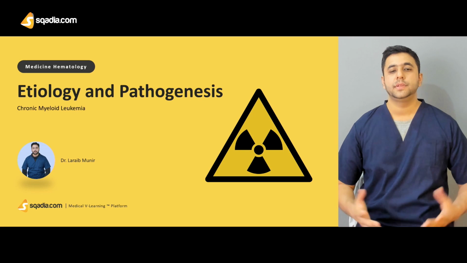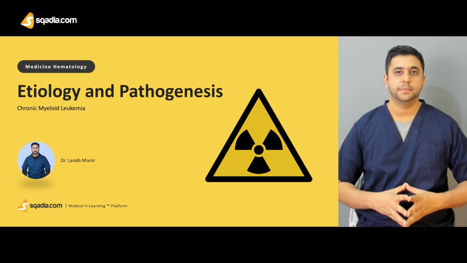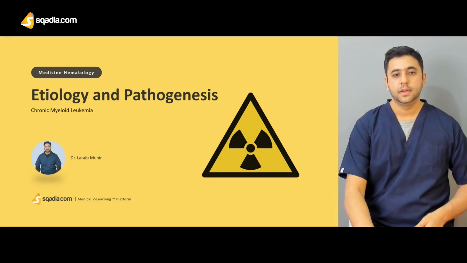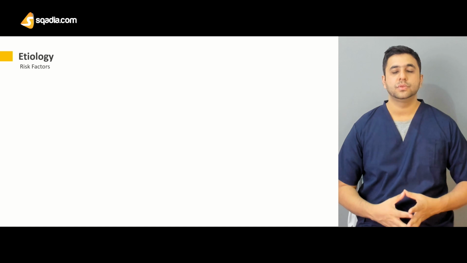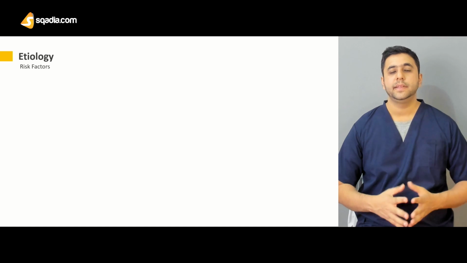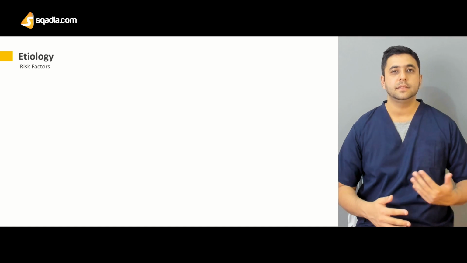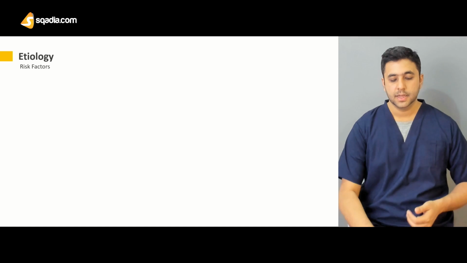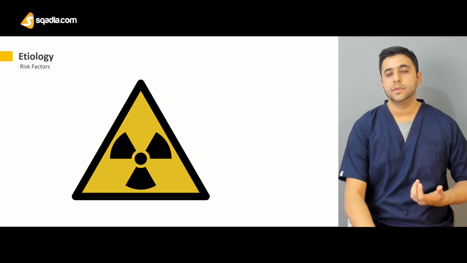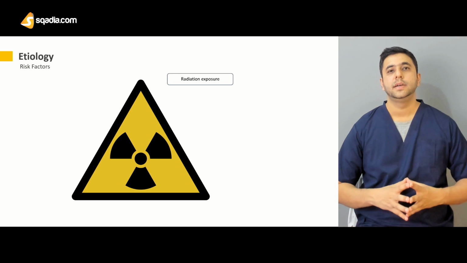Now let's talk about the etiology and pathogenesis of chronic myeloid leukemia. There are not known to be any causative factors associated with CML, but there are certain risk factors that increase a person's propensity to develop these leukemias. More specifically, the important one here is radiation exposure.